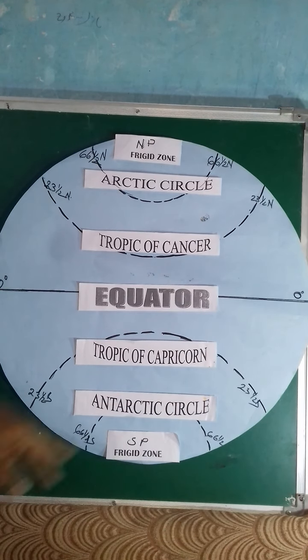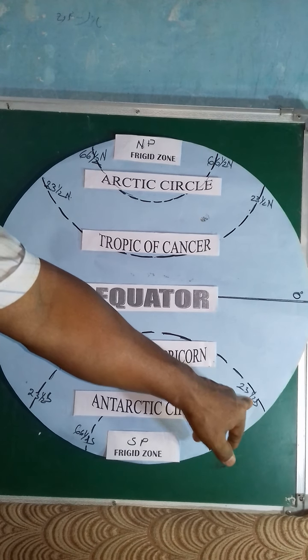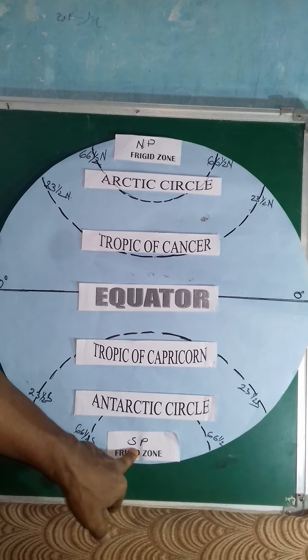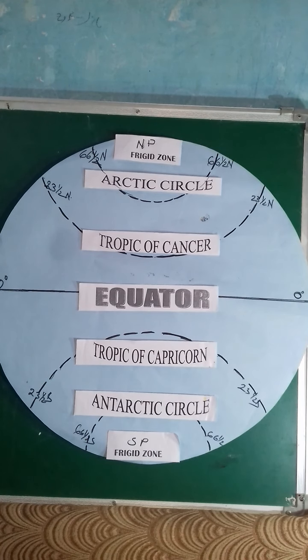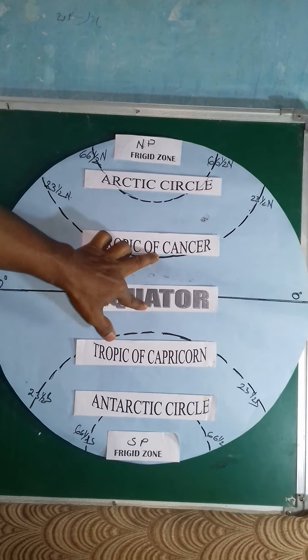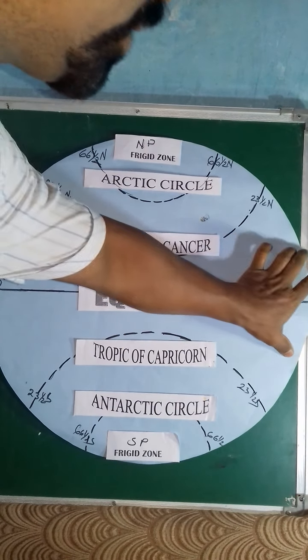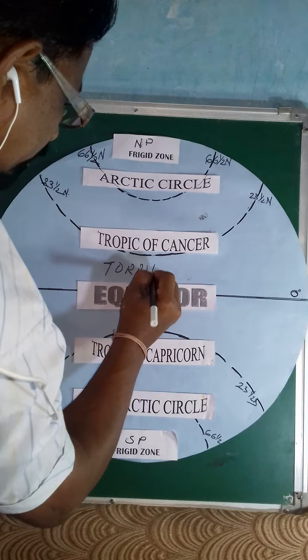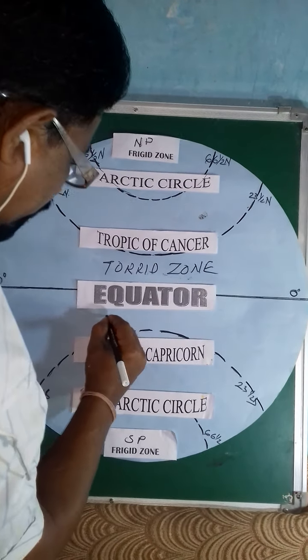But as you go to the southern hemisphere, you see this circle. This is the Tropic of Capricorn, and this is 23.5 degrees south, and then you will find Antarctic Circle, that is 66.5 degrees south. Then the South Pole, again the ice covered zone. So this is how the globe is divided into different heat zones. This is the equatorial belt, or the torrid zone. From the equator till Tropic of Cancer and Tropic of Capricorn, this is known as torrid zone.